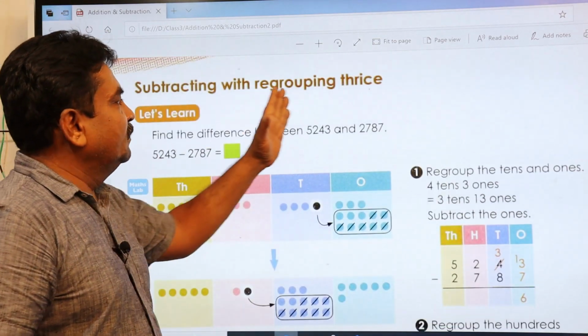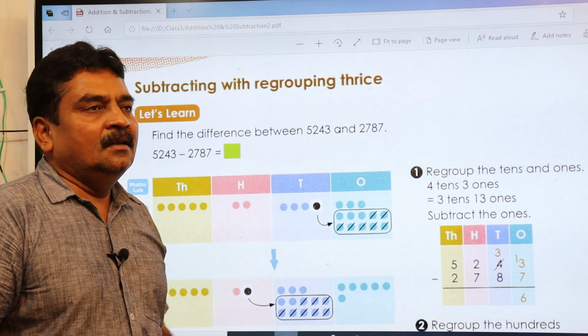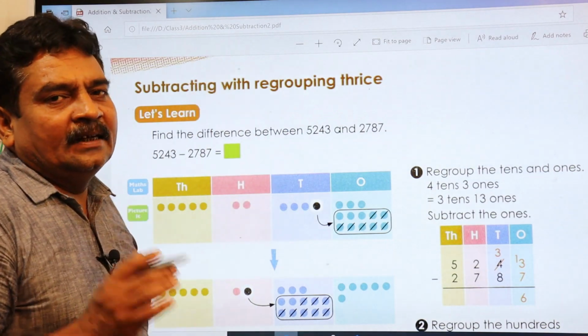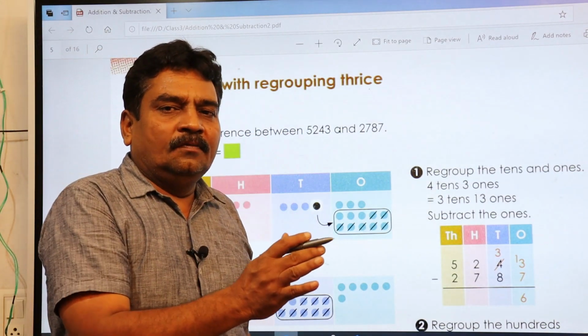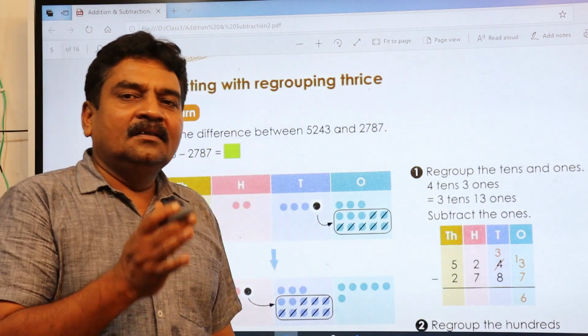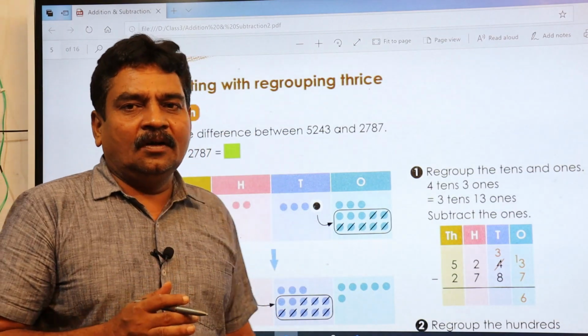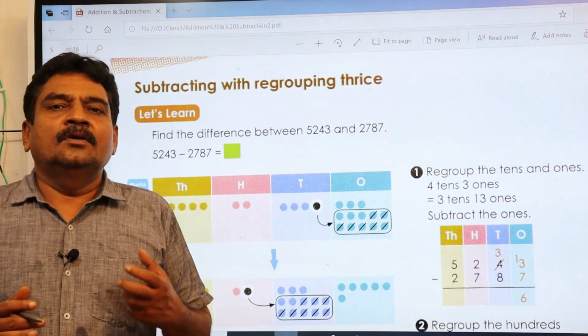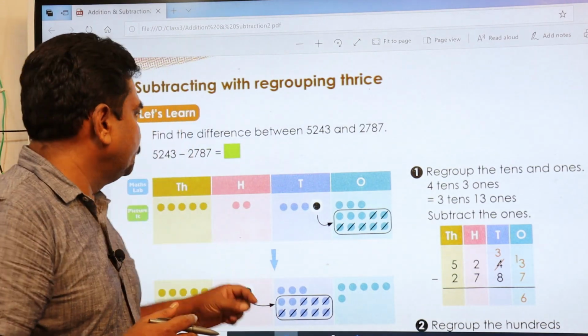Then subtracting with regrouping thrice. Earlier we have taken carry forward for 2 columns, for 2 values. Now here we are taking it for 3 values. Let us see what all the 3 values you are going to deal with.